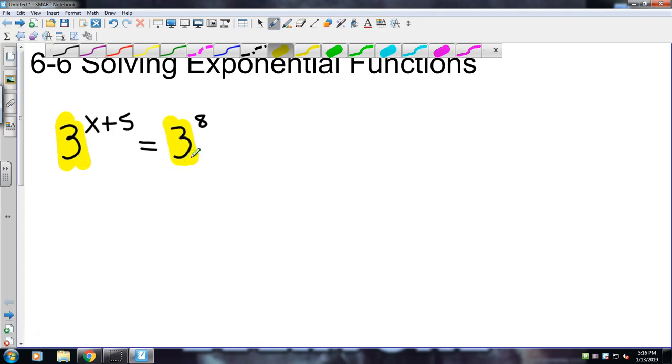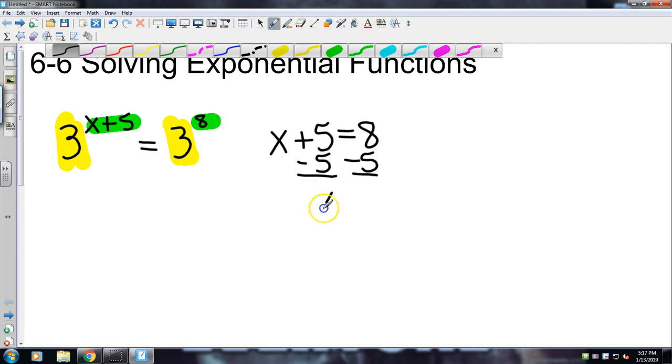So if those two numbers are exactly the same, you can brainstorm and say, well, if those numbers are the same, then their exponent values should be the same. And you are correct. So what we're going to do is take these two values and set them equal to each other. And then go back and use some old school algebra from way back when. And we're going to subtract 5 from each side. And that means x equals 3.